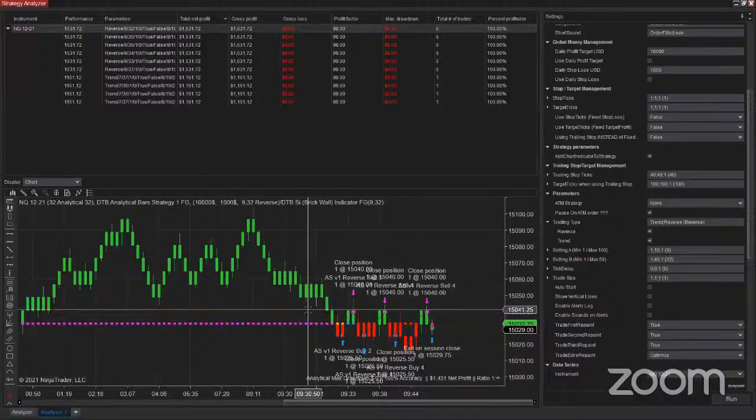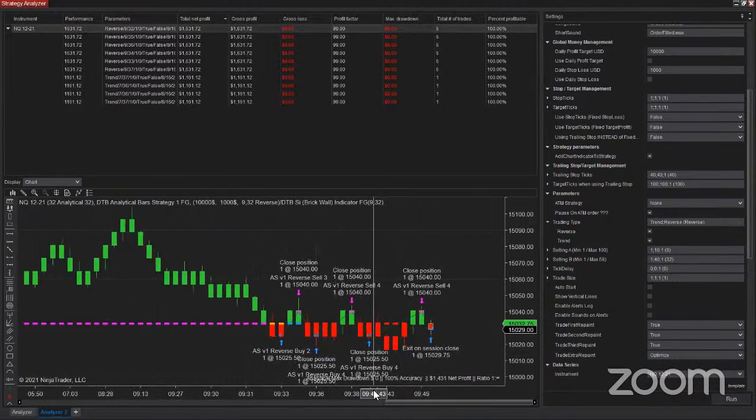Now, reverse is not going to be great when the price is running off in a direction. It's only when the price is consolidating. And this might even be an option to use when the price is between two very strong Fibonacci levels, as an example. So that's another option to use.